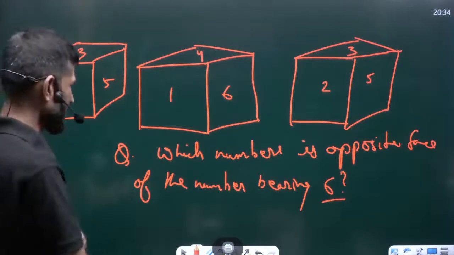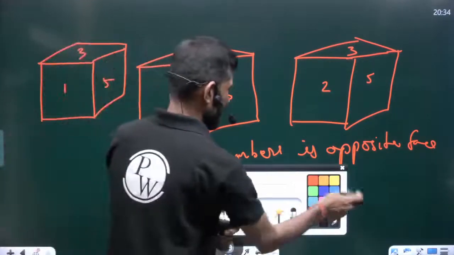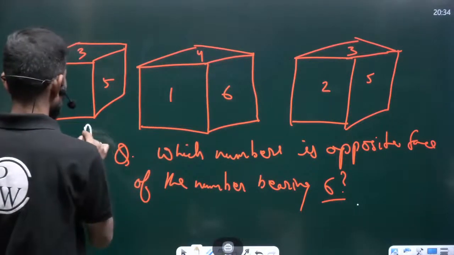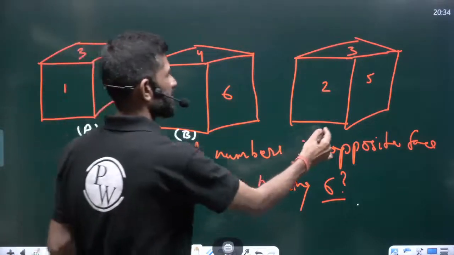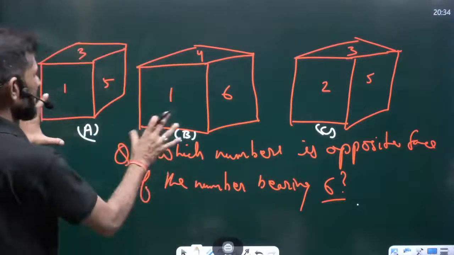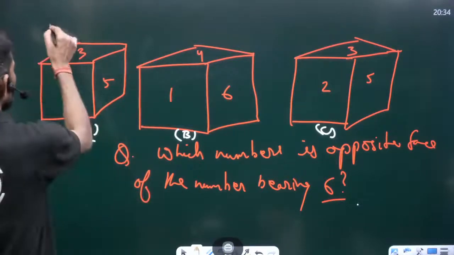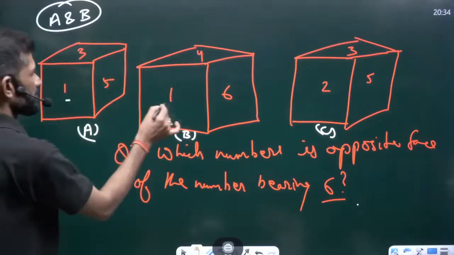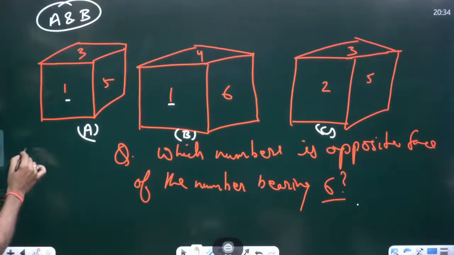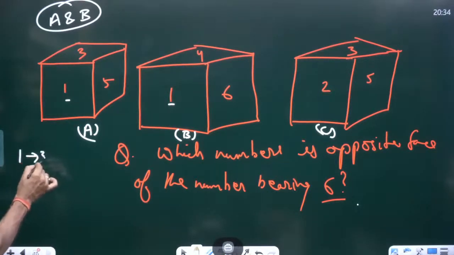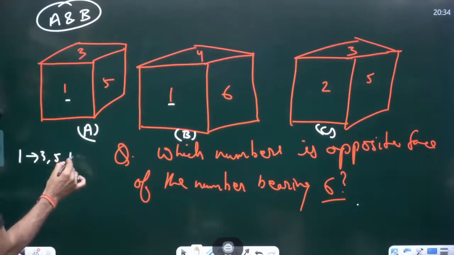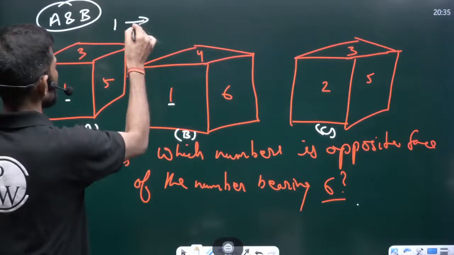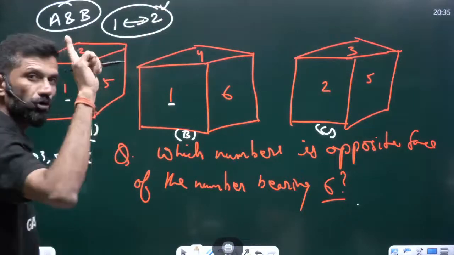Okay, let us understand. It depends on which two views you are seeing. Let us compare these two. This is A, this is B, and this is C. If I compare A and B, what do we have common? Both have 1. So the first view says 1 is adjacent to 3 and 5, and the second view says 1 is adjacent to 4 and 6. Which number is missing here? 2. So I can say 1 and 2 will be opposite of each other. This we can derive based on rule 1.